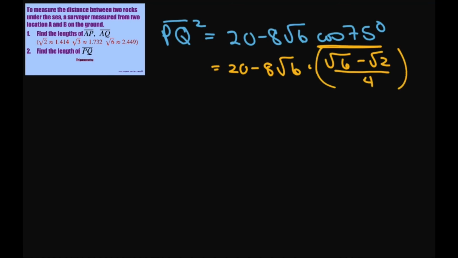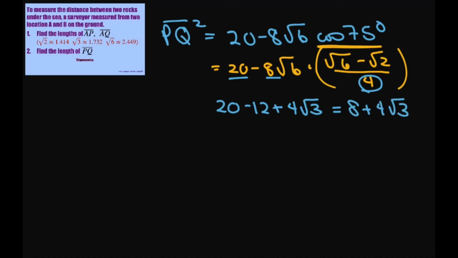Okay. Now, notice all of these have a multiple of 4, so I can simplify this and write it as 20 minus 12 plus 4 square root of 3, and then the whole thing equals 8 plus 4 square root of 3. All right, so that's what we have. This gives us the length of PQ squared.